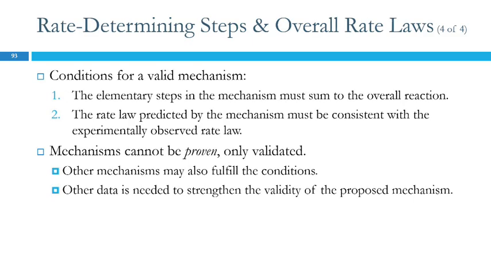So for a mechanism to be valid, not necessarily correct, but valid, the elementary steps need to add up to the overall reaction. And the rate law predicted by that mechanism needs to be consistent with the experimentally observed rate law. So we can validate mechanisms, we cannot prove them to be correct. And actually in science, we really can't prove anything to be correct. We can only say no one's been able to prove it incorrect. And that's the best we can do. So we would need other information before we would necessarily accept that proposed mechanism, because there might be other mechanisms that would also fit the descriptions involved.